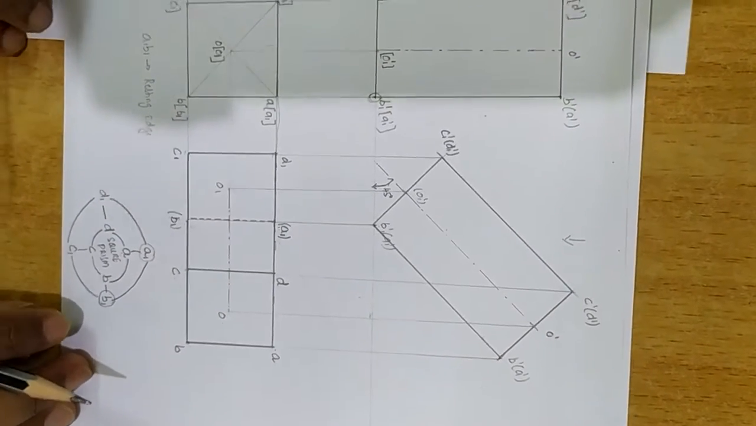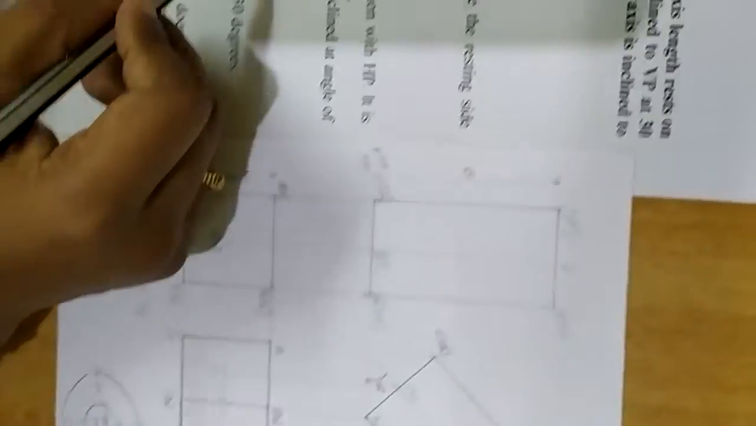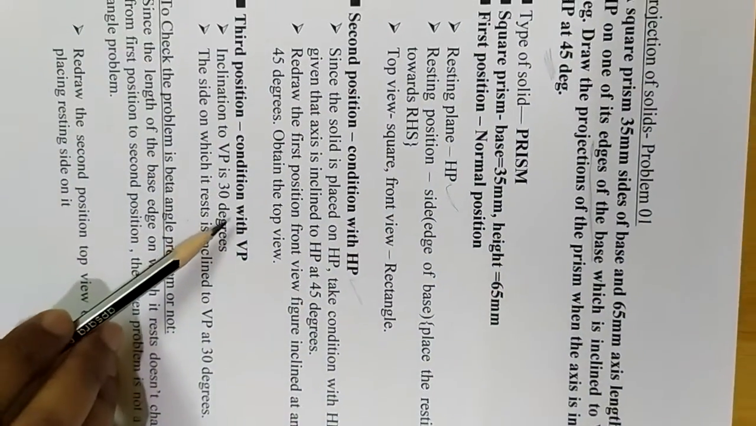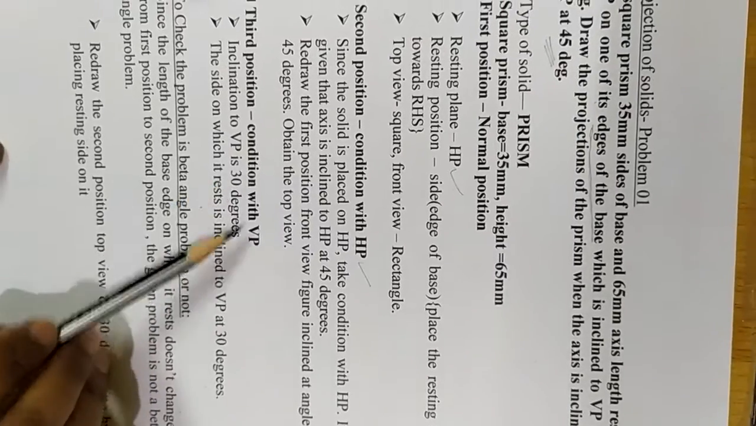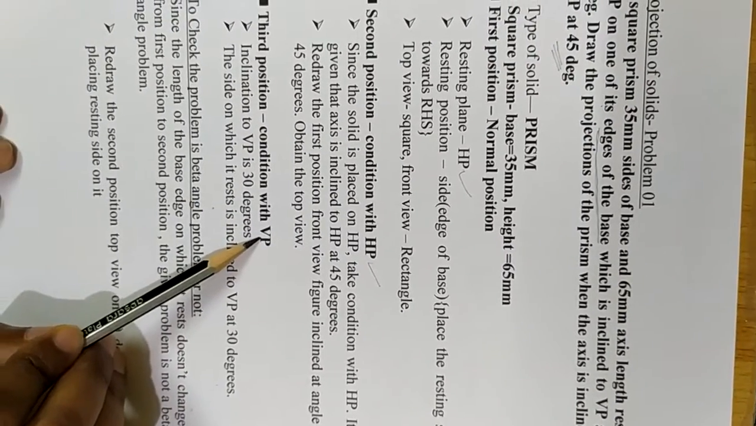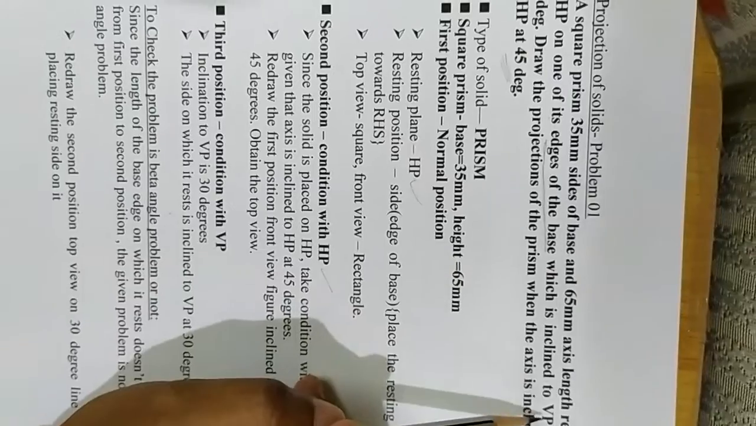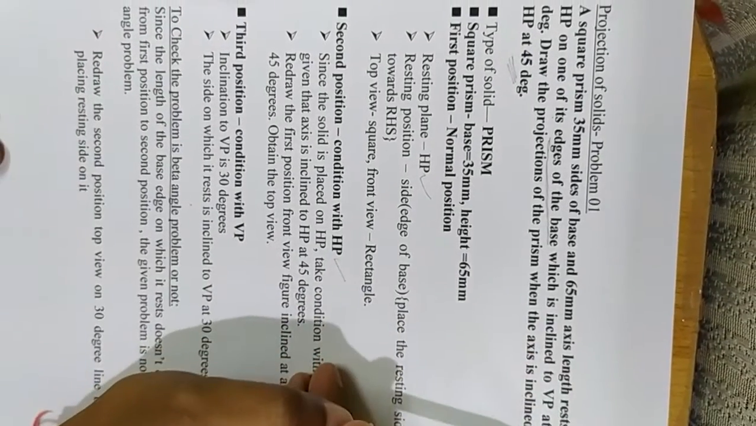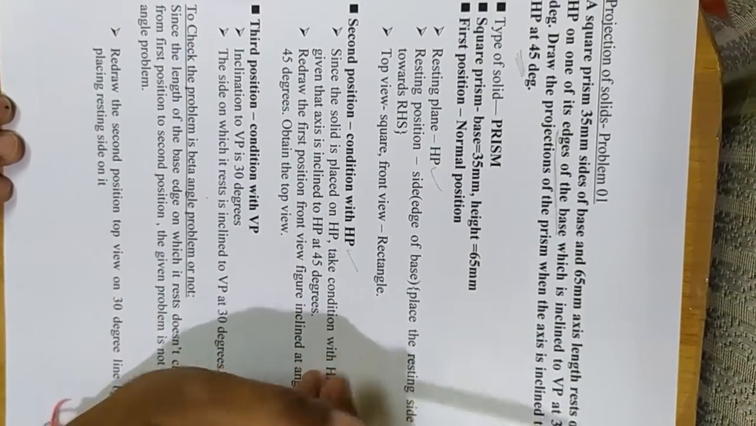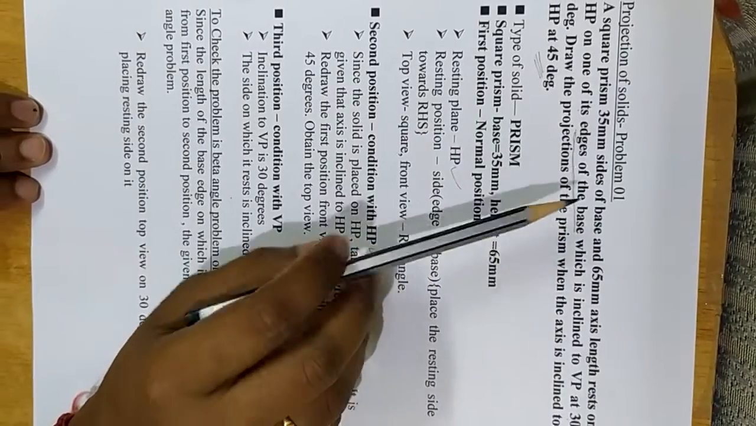So inclination with respect to VP. So I should go with respect to the third position condition. What is the condition here? The condition we need to take is with respect to VP. So what is the condition with respect to VP? He has given the angle of inclination as 30 degrees. But we need to see what is inclined to VP at an angle of 30 degrees.